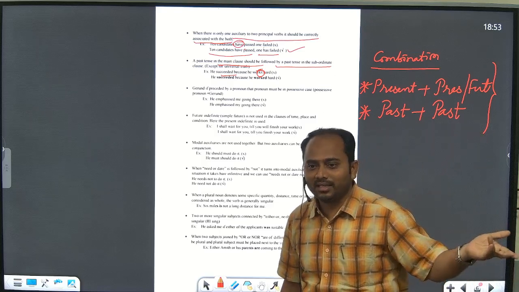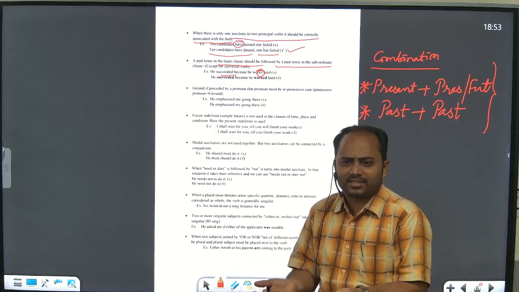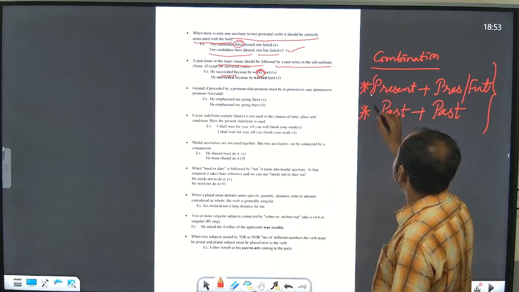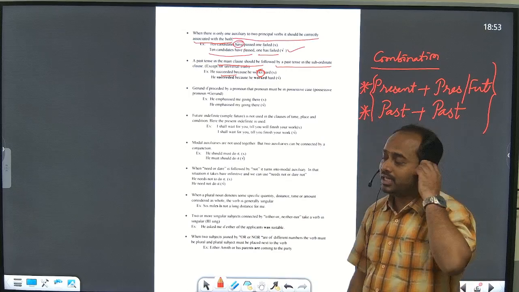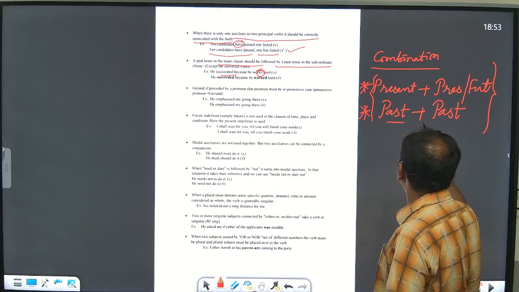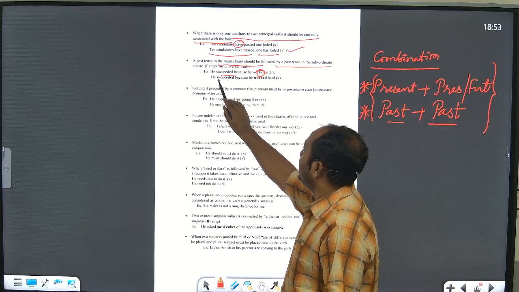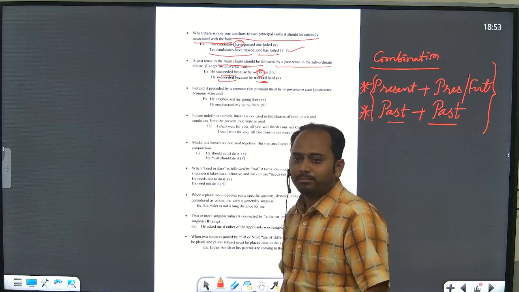"Sun rises in the east." We cannot change that factor because that is a general fact. So general facts cannot be changed. But for the rest of the sentences, if one sentence is in present form, the second sentence must be in the present form. If one sentence is in past form, the second must be in the past form. So that's the reason here, as it is given in past form, the second is also written in the past form.